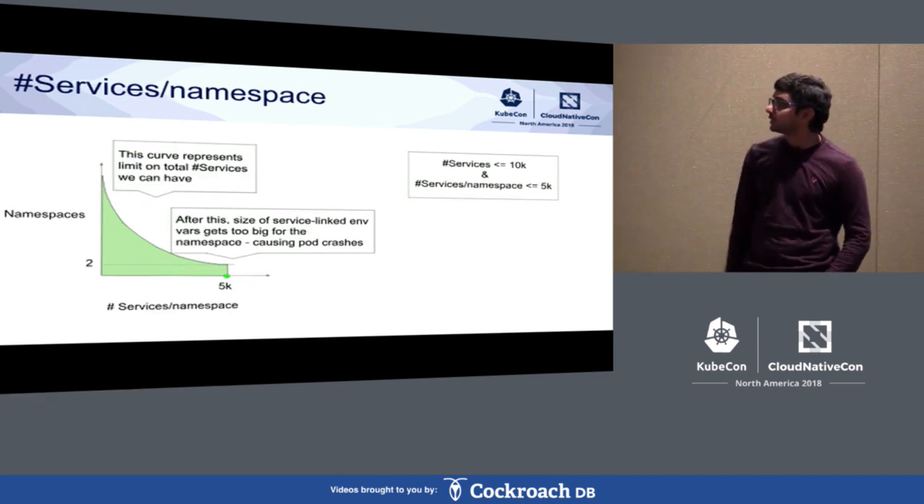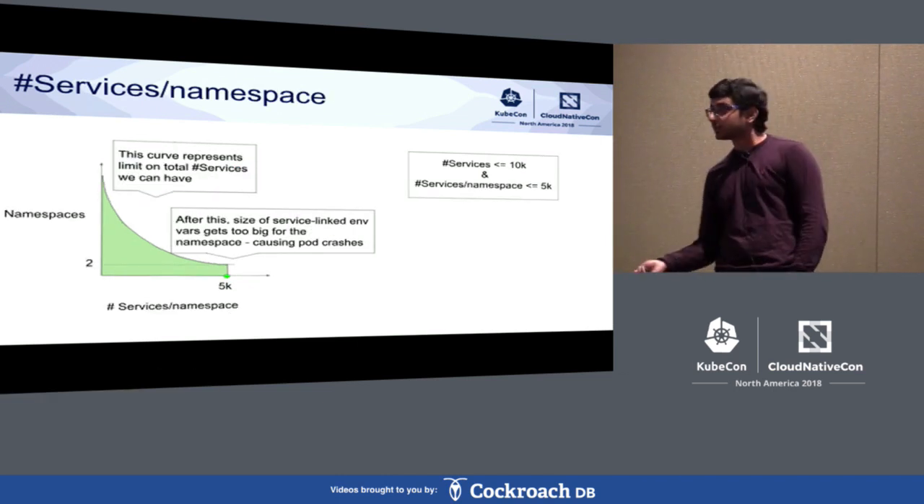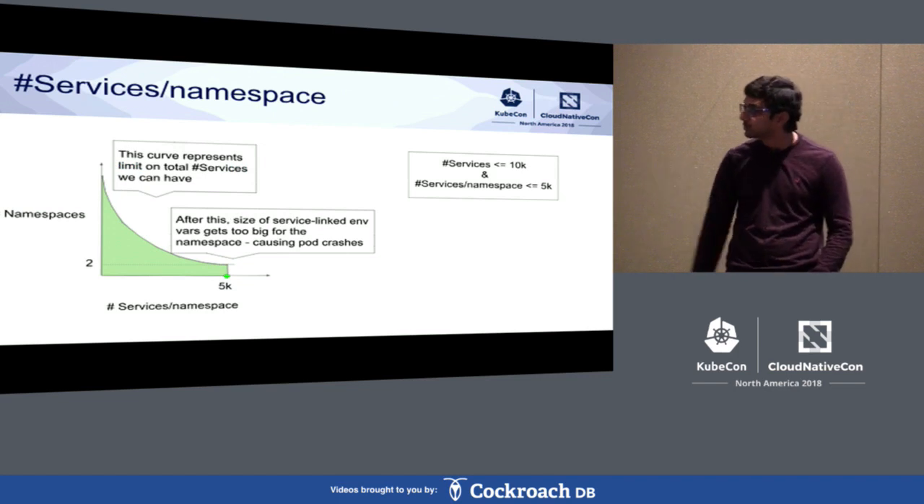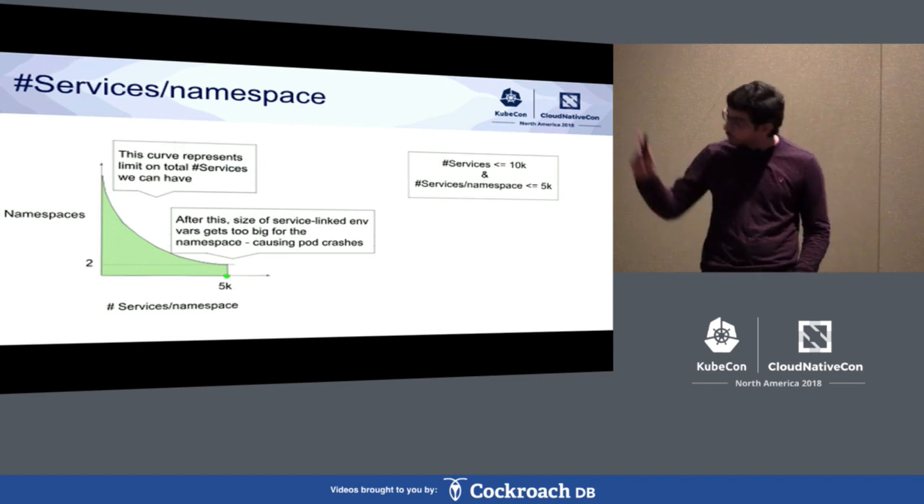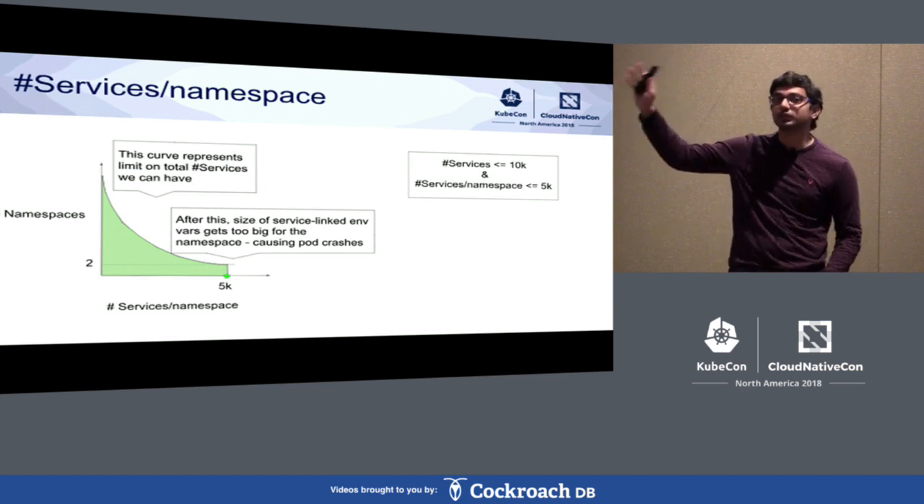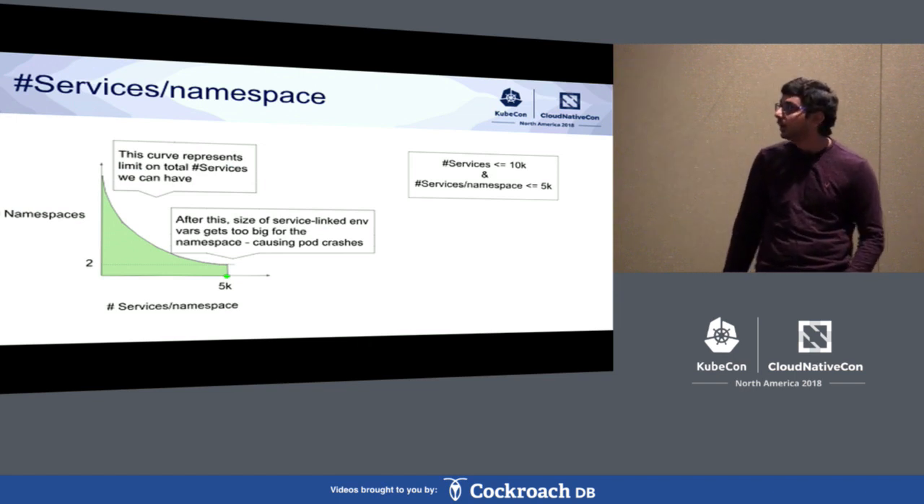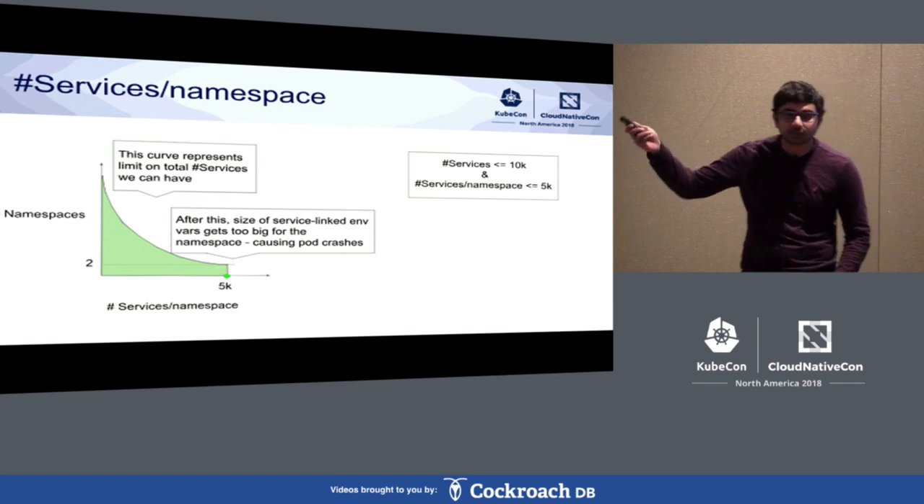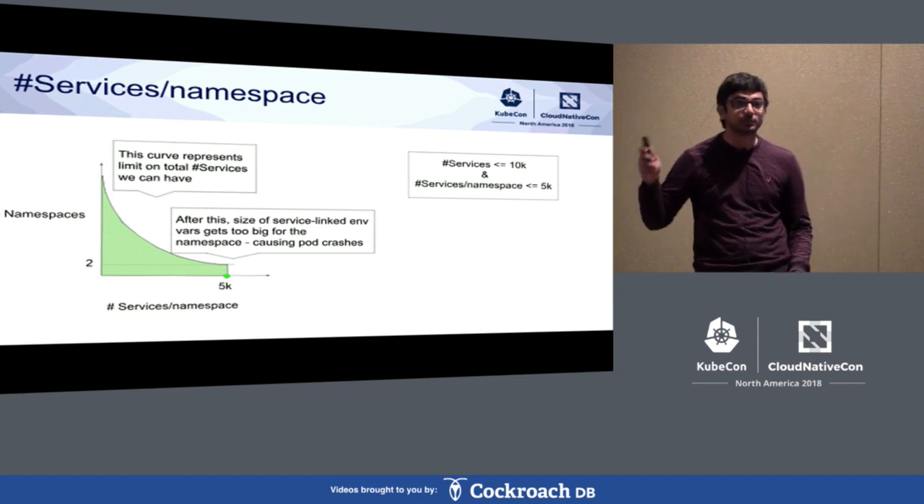So, the next limit is about the number of services you can have per namespace. Here you can see that on the y-axis, you don't actually have any limit because you can just have as many namespaces as you want. But the more important one is the limit on the x-axis of 5,000 services per namespace.